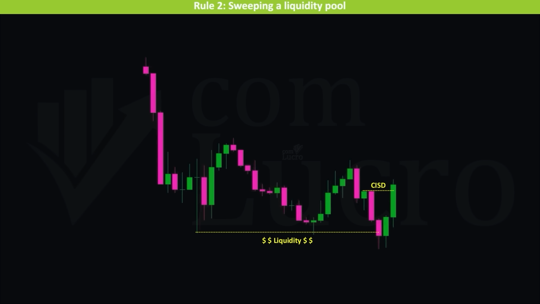Once this liquidity is taken, price is more likely to transition into efficient movement in the opposite direction, making it an ideal environment for a CISD to appear. This does not confirm a reversal by itself, but it strongly increases the relevance of a CISD by showing that liquidity has been cleared and delivery conditions have changed.